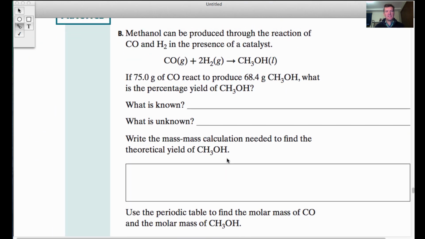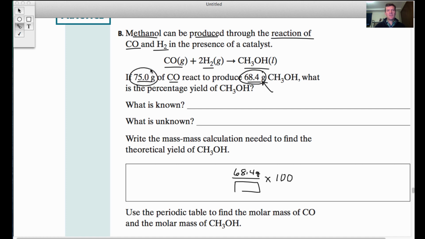Okay. Let's do this one. Methanol can be produced through the reaction of CO and H2 in the presence of a catalyst. So we have this reaction. It looks like it's balanced. It says if 75 grams of CO react to produce this, what is the percentage yield? Notice we're actually producing 68.4. That's what we actually produced, so that is going to be my actual. I need to find the theoretical and then multiply it by 100.